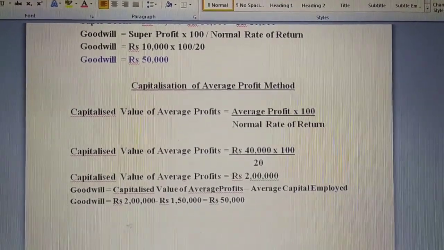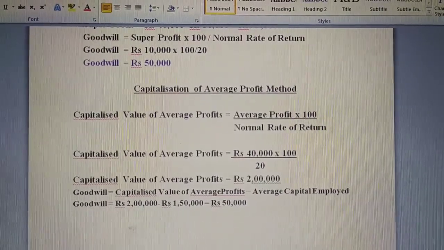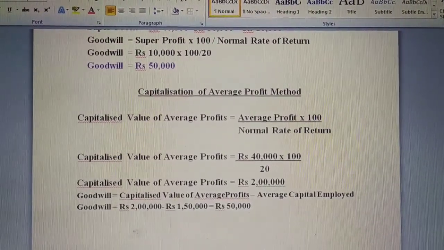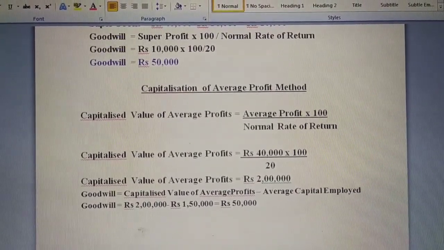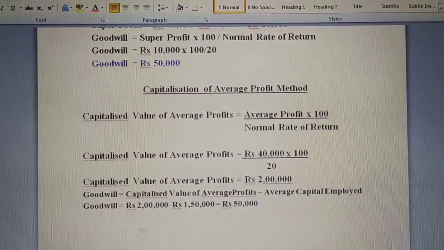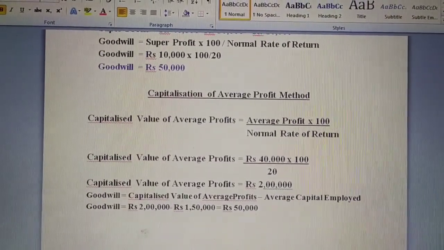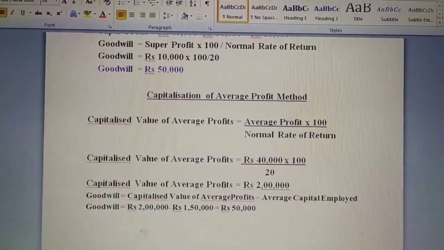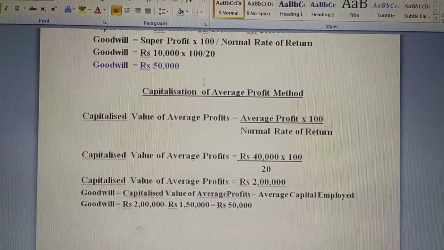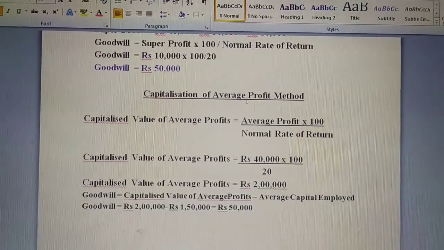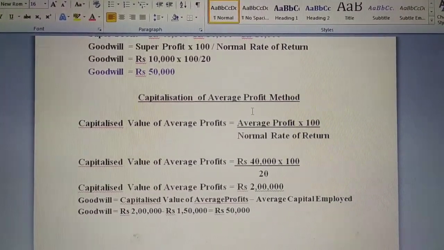You can't compare it with the other two methods, that is average profit or super profit. If you compare capitalization of super profit with only super profit, you will get a different answer. Here I am talking about only capitalization method. In these two methods answer will be same. Just like in this question we have 50,000 with the help of capitalization of super profit and the same 50,000 with the help of capitalization of average profit method. Okay.